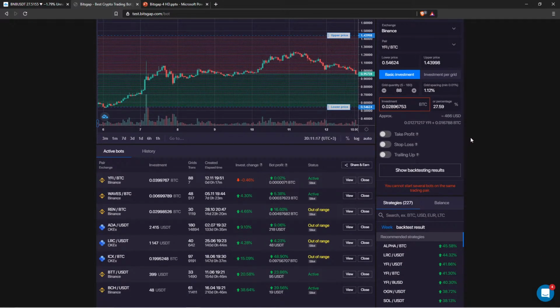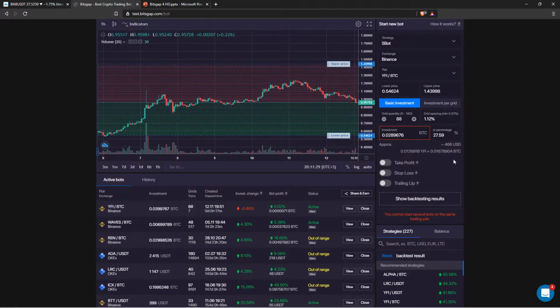So that's the way you can use backtesting, and basically you can compare cryptocurrencies with each other based on this statistical data to find optimal cryptocurrency pairs to trade with. All right.